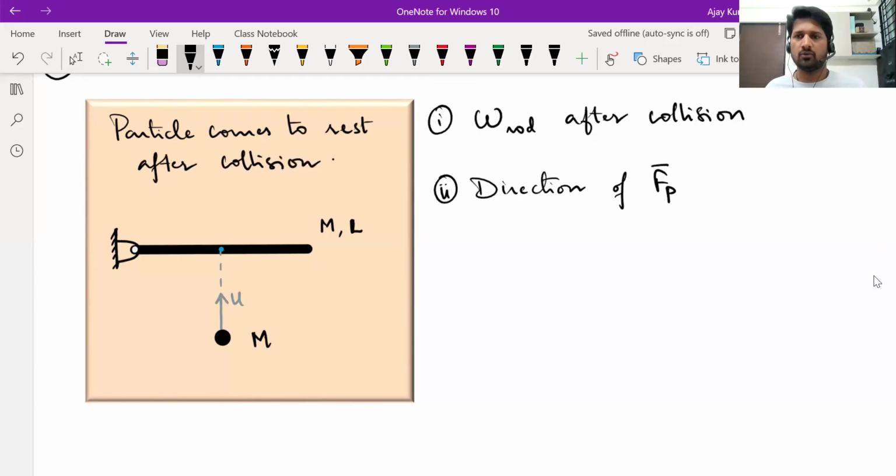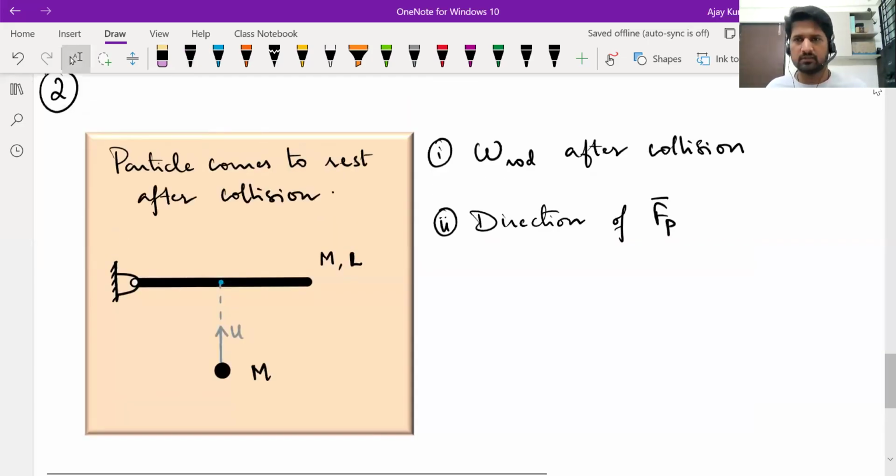Solve this quickly, all of you. I'll give you 2 minutes. Okay, 3 minutes.